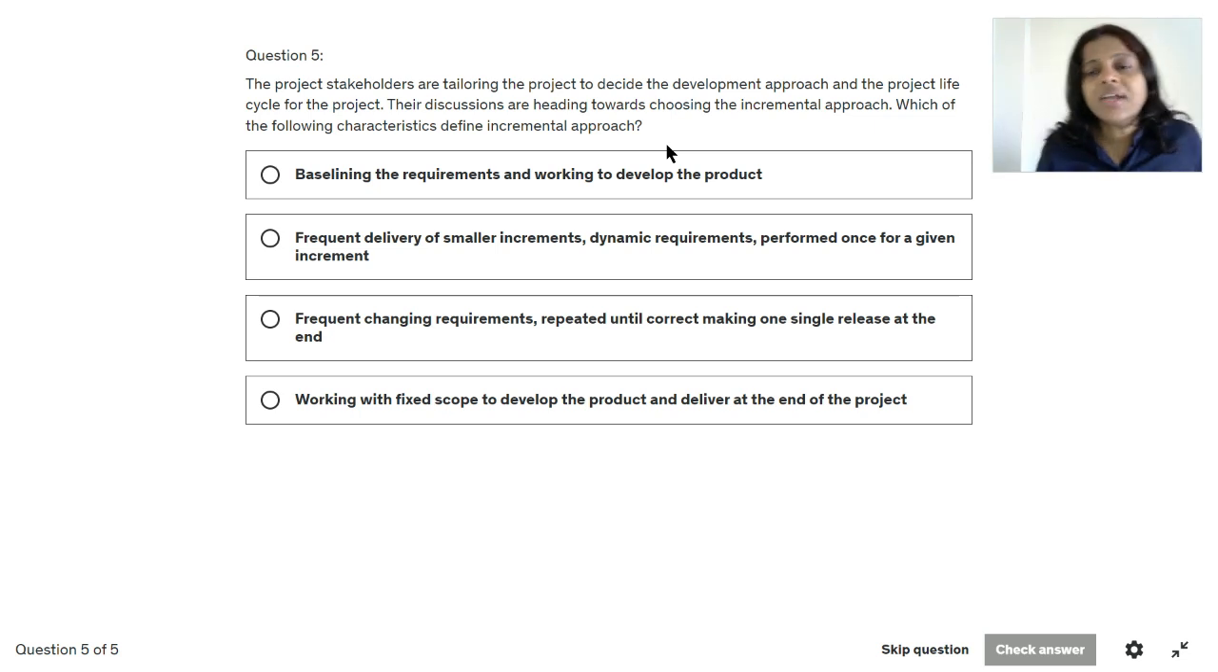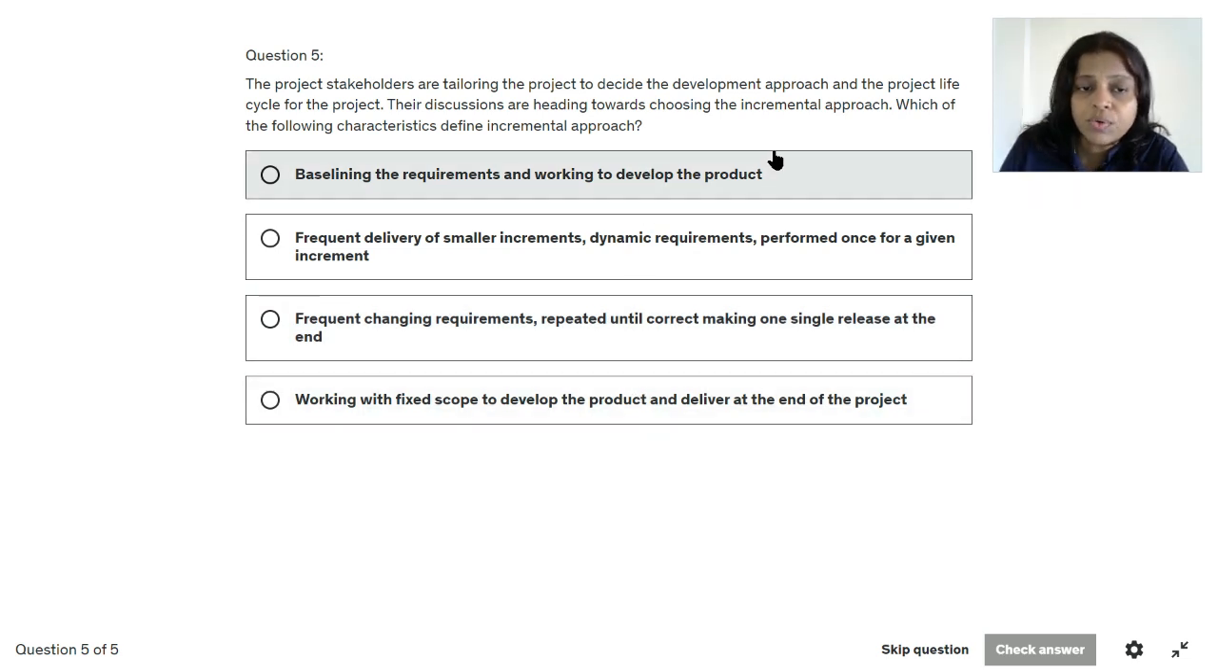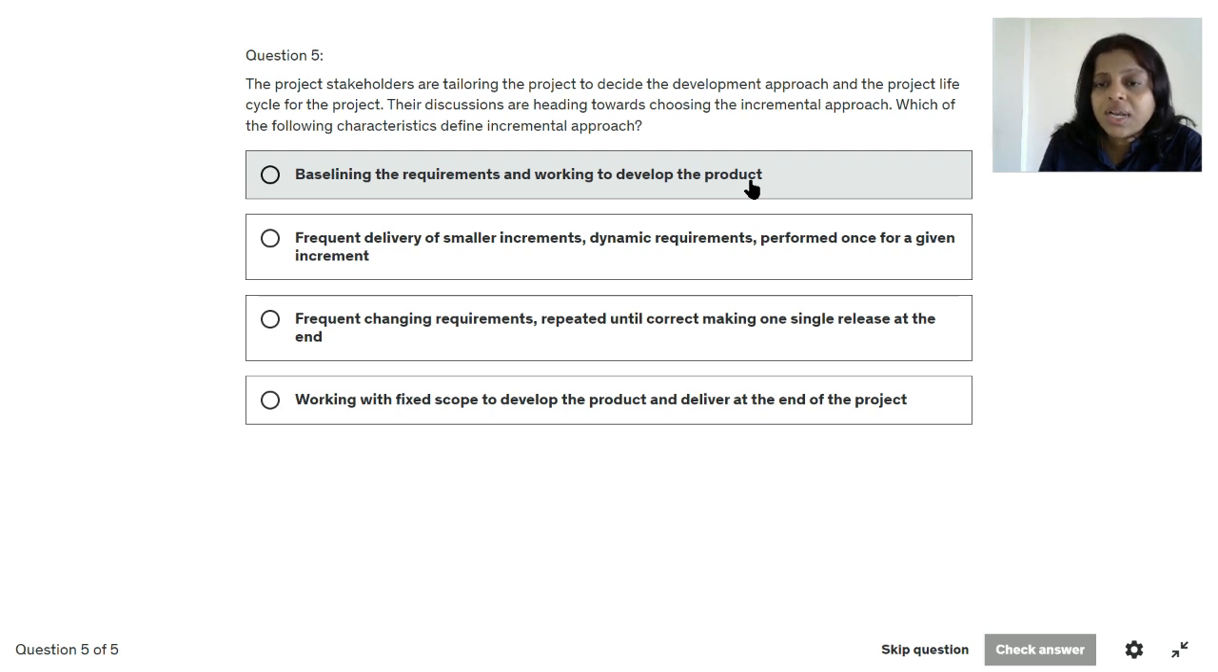So try to understand that there are a set of stakeholders who are trying to tailor the project and they are deciding the development approach, and they thought that incremental approach would be best for the current project scenario. So out of these given options, which of these options define the characteristics of incremental approach? So one of the options says that baselining the requirements and working to develop the product. Baselining the requirements happens in traditional project life cycle in waterfall project and not in incremental approach or agile or iterative approach. So this is not correct.